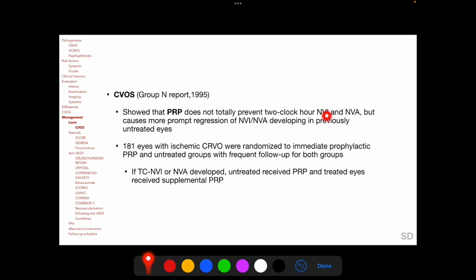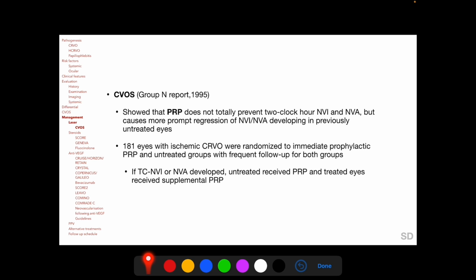BRVO. Neovascularization of the iris extending for 2 clock hours, abbreviated as TCNVI, and neovascularization of the angle, abbreviated as NVA, were important parameters in the CVOS study, and the Group N report of the CVOS showed that pan-retinal photocoagulation does not totally prevent TCNVI and/or NVA, but causes more prompt regression of NVI and/or NVA developing in previously untreated eyes as compared to previously treated eyes.